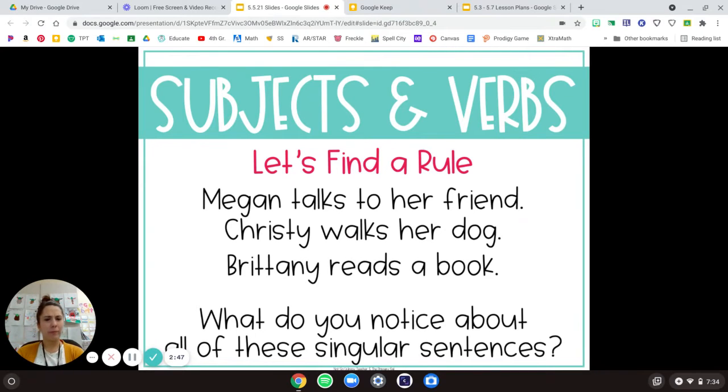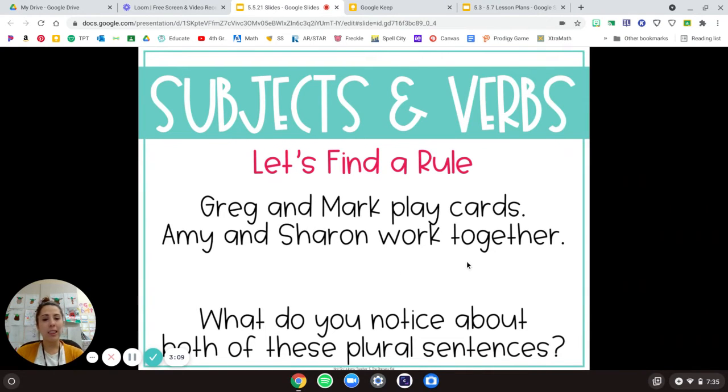So let's find a rule. Megan talks to her friend. Christy walks her dog. Brittany reads a book. What do you notice about all of these singular sentences? Notice that they kind of end in that S, right? The verb ends in that S, making it actually singular, even though we think it would be plural. We'll take a look at these sentences. What do you notice about both of these plural sentences? These verbs don't have those, right? It's just the word. It's just that verb word.